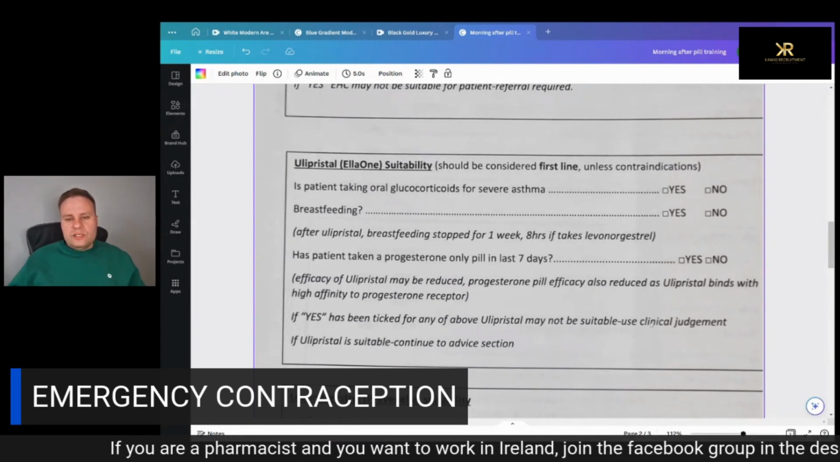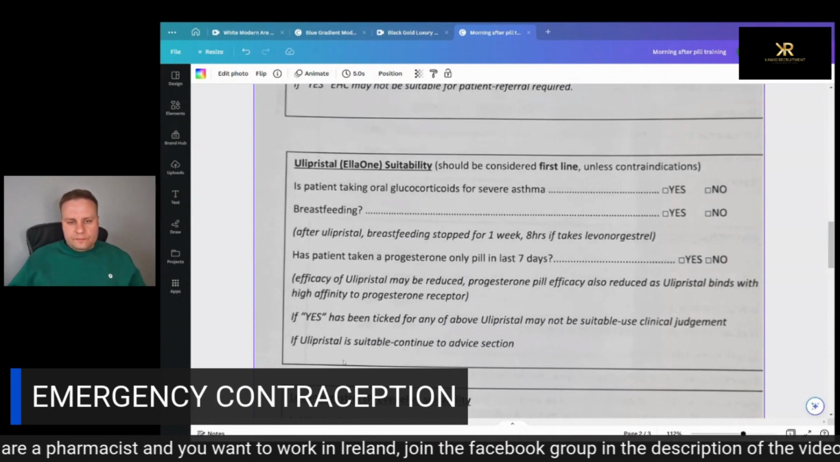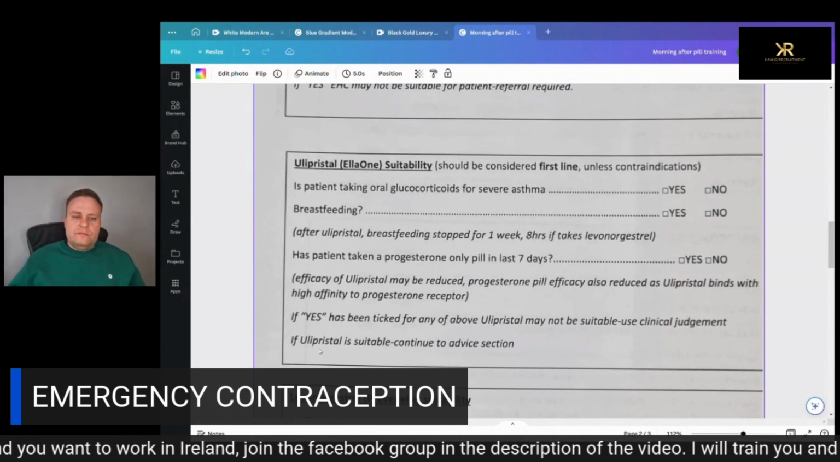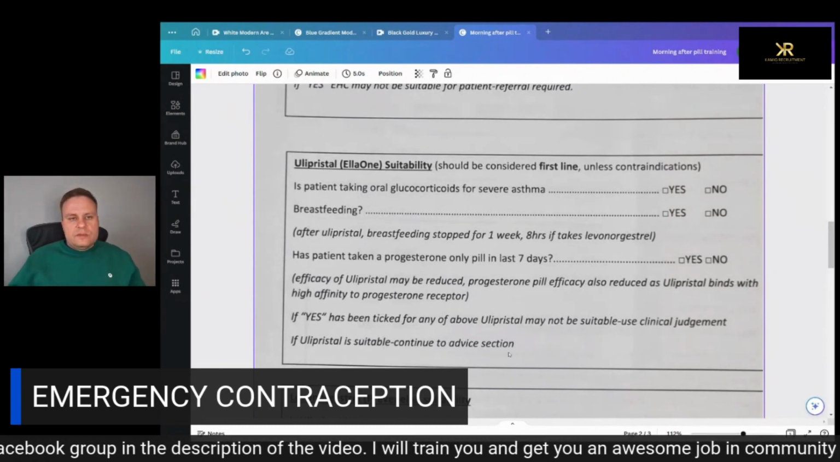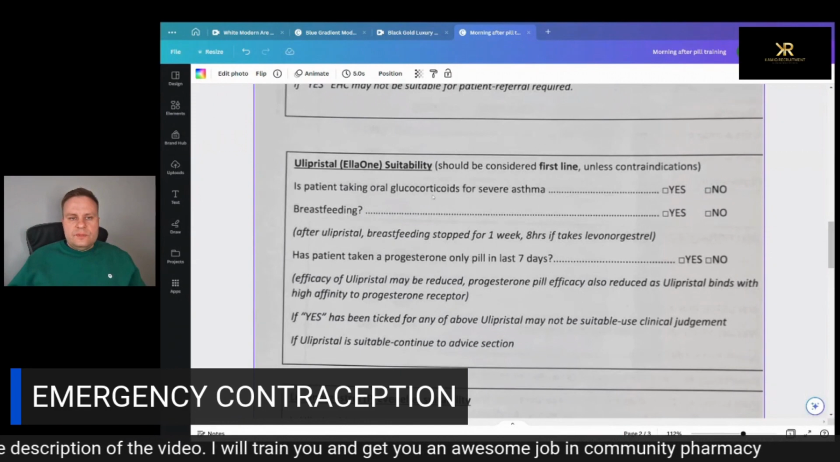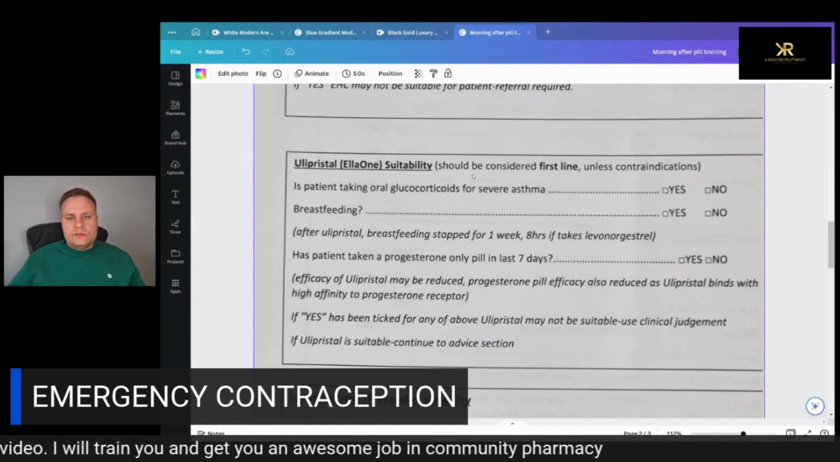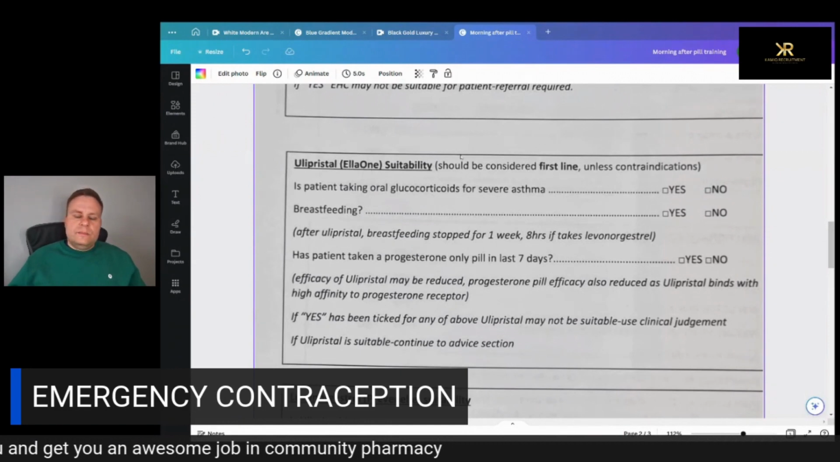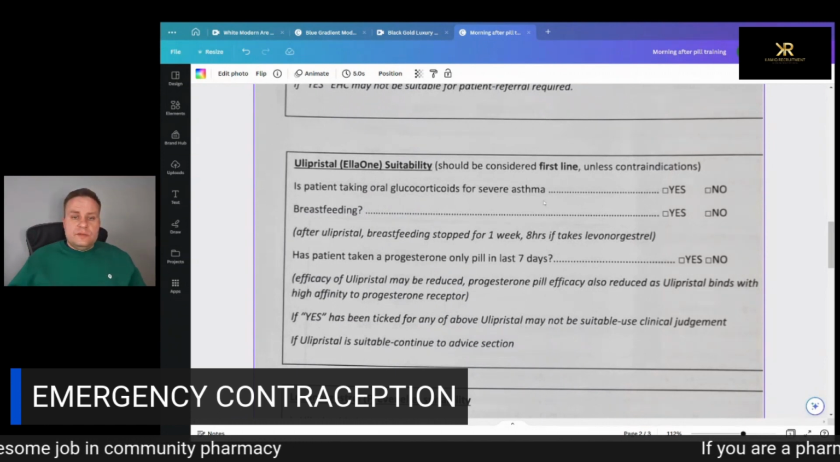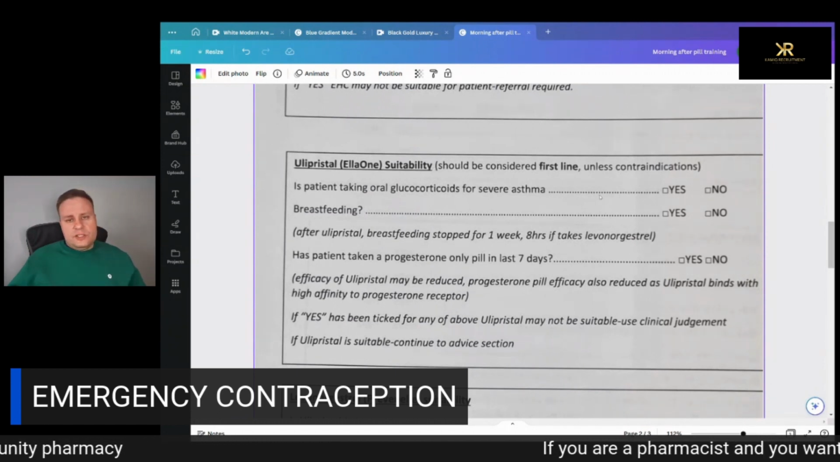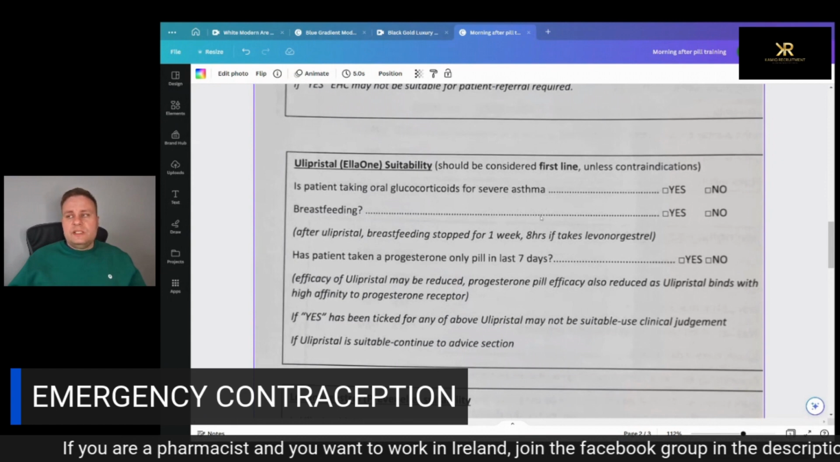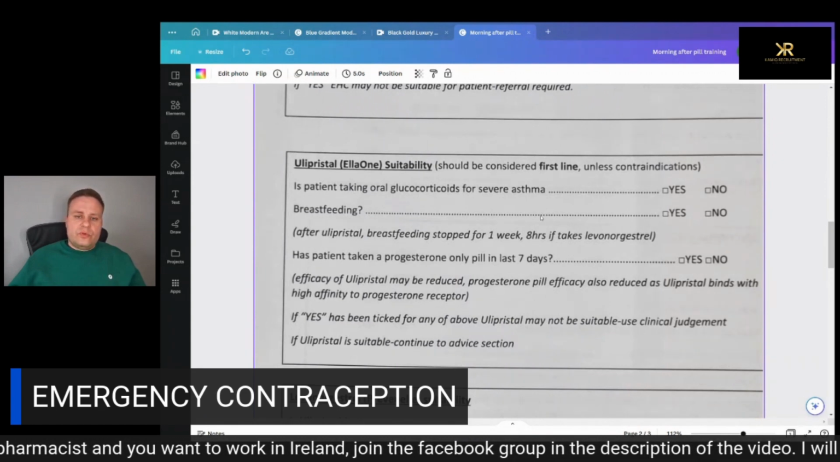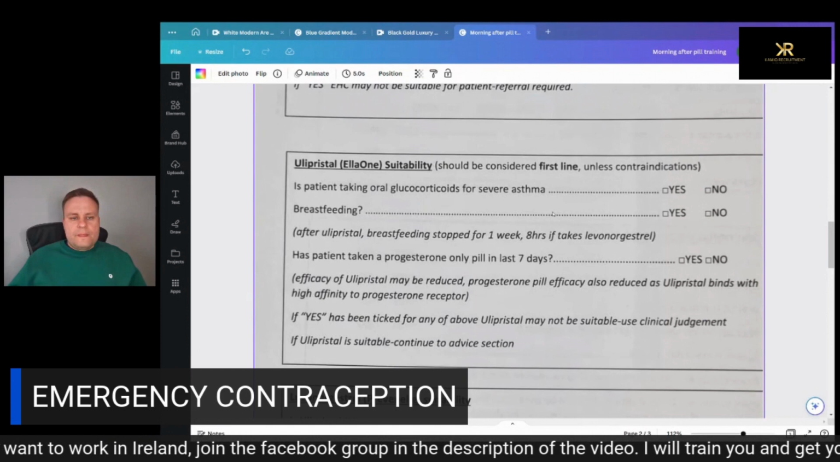So you have to use clinical judgment. If Ella-1 is suitable, continue to the advice section. This is where you decide if you need to use Ella-1, which is the first line, and if she says she's taking steroids for her asthma, or if she's breastfeeding and might want to keep breastfeeding, not stop it for 7 days, which is a lot.